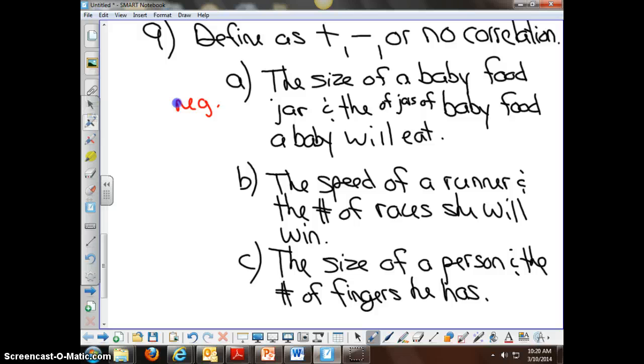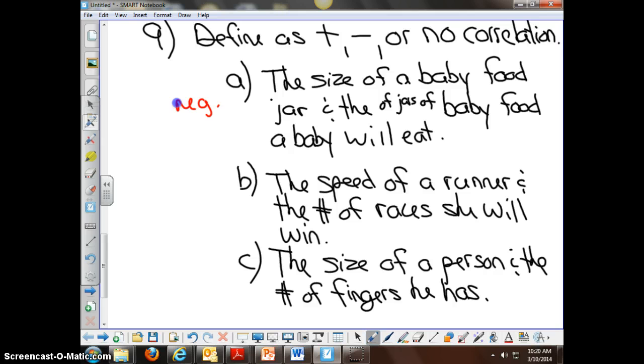So the size of a baby food jar and the number of jars a baby will eat. So as the size of the jar increases, what's going to happen to the number of jars a baby will eat? Everybody. It'll decrease. So as the size of the baby food jar increases, the baby's going to eat less number of jars, correct? So that was a bad example. I missed a couple words in there. So we have one data set increasing and the other one decreasing. So as the baby food jar increases, the number of jars will decrease.